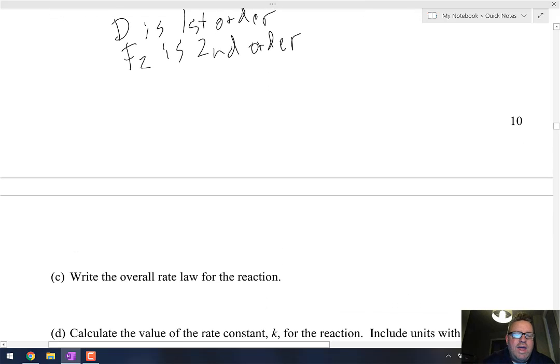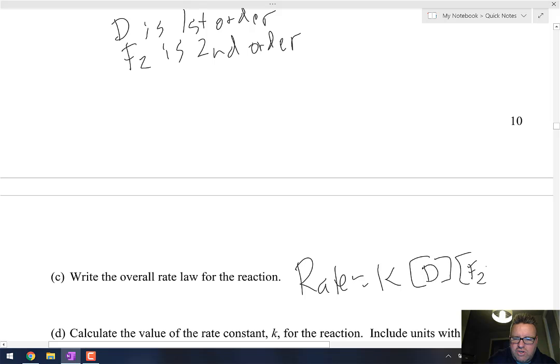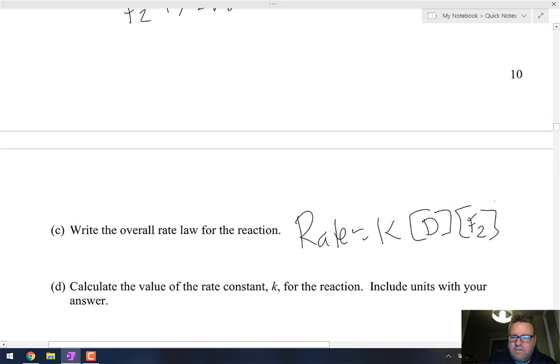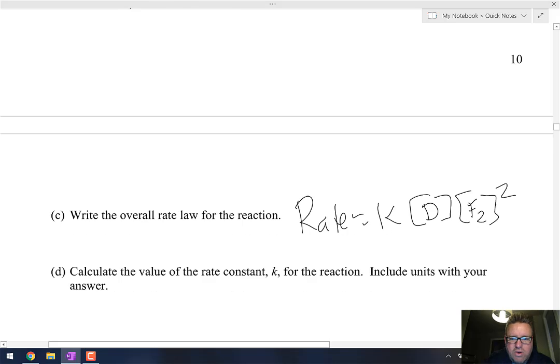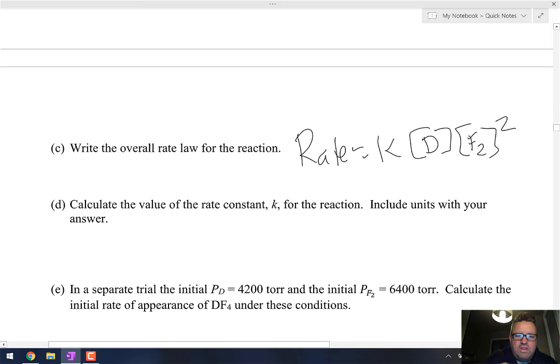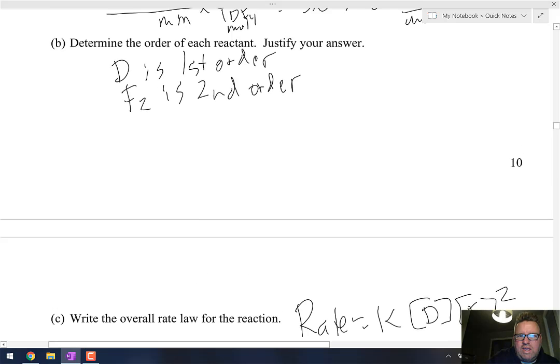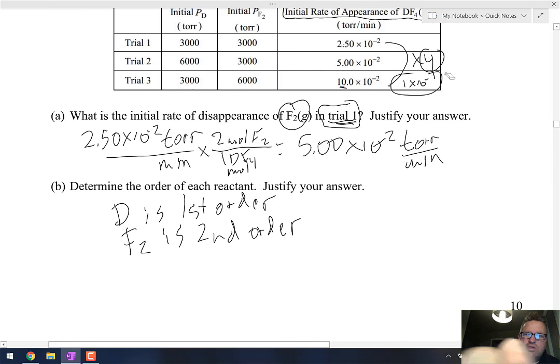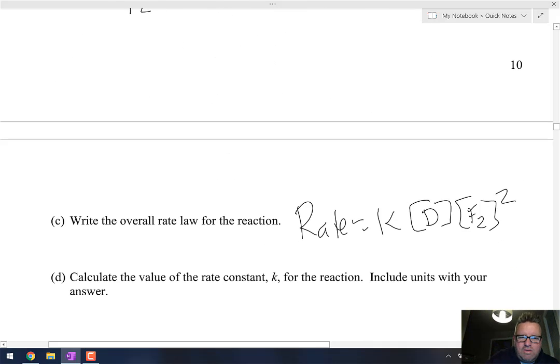Okay, and then write the rate law. Great, easy. Rate equals K times the concentration of D times the concentration of F2. And obviously that is squared because it is second order. And then calculate the value of the rate constant. So again, just choose, and I'll choose a different one this time just to show you that it doesn't matter. I'll use trial 2 this time. So the rate is 5 times 10 to the minus second.